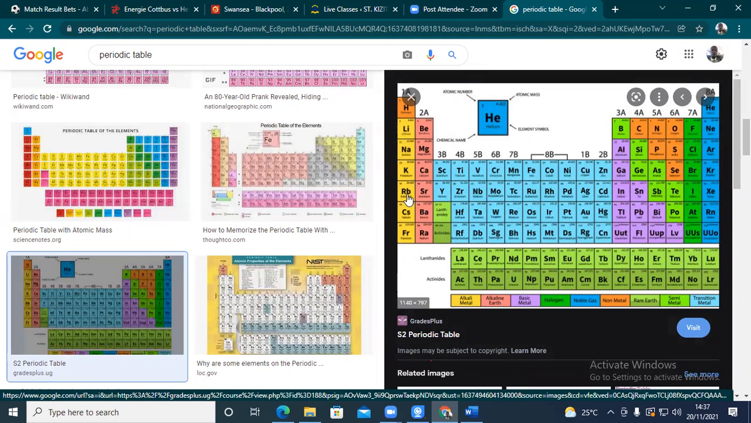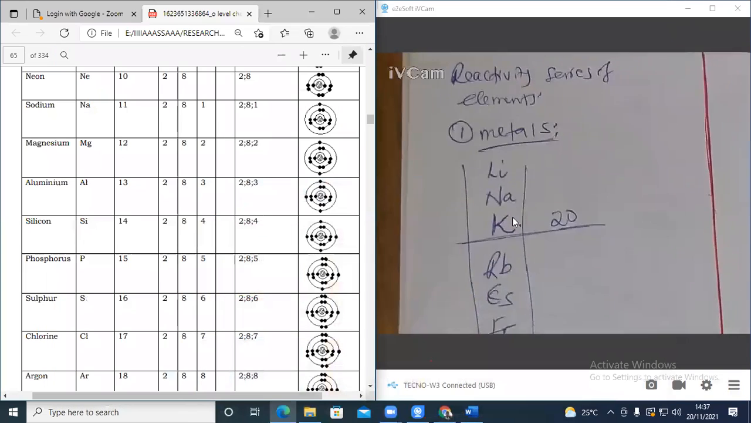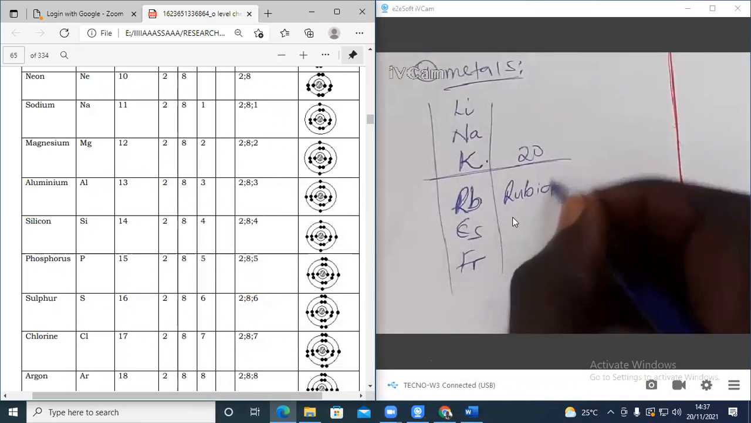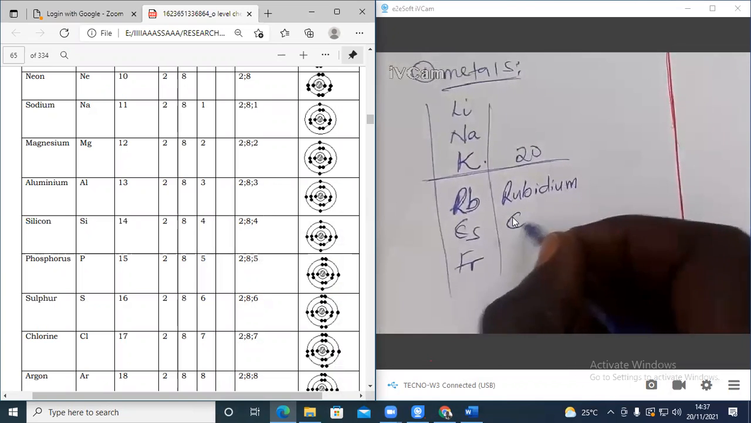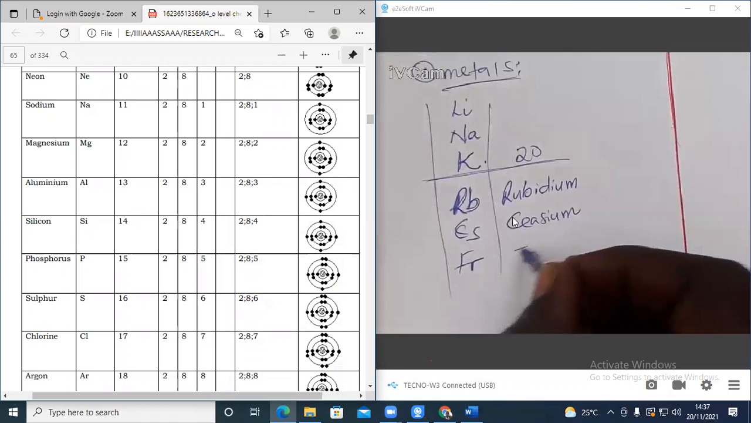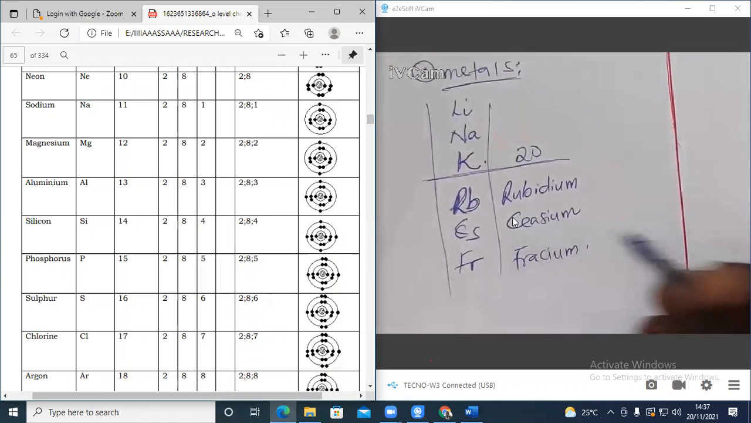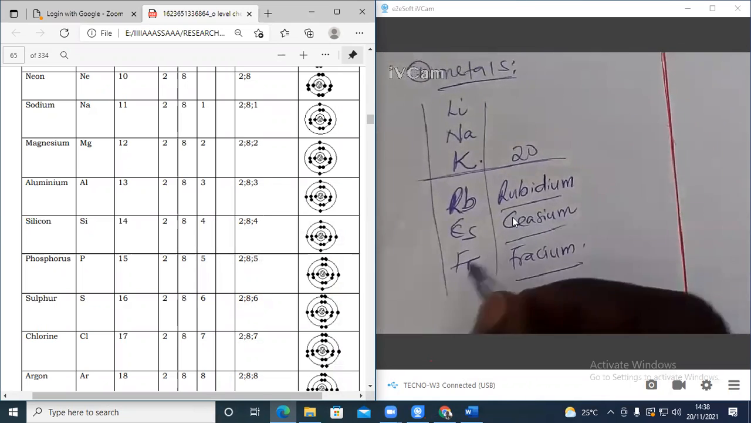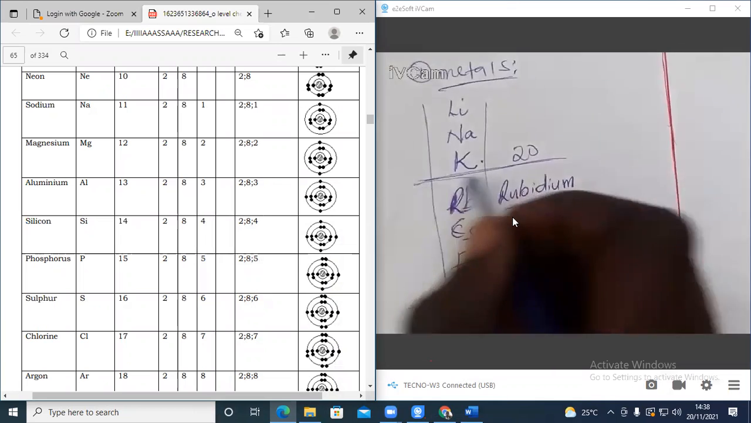Then there is Rb, then Cs, then Fr. For us, we study only up to here, the first 20 elements, but the rest are down. This is rubidium. This is cesium. And then francium. Those are the elements lastly in that group. So the periodic table is as big as this. It doesn't stop here, but for us, we're only interested in this.